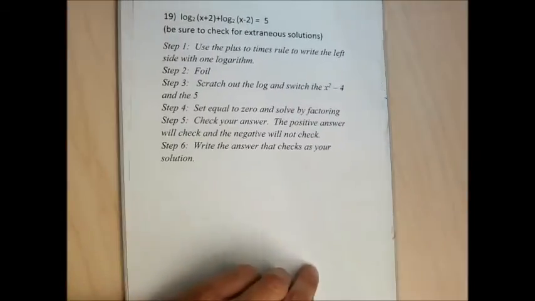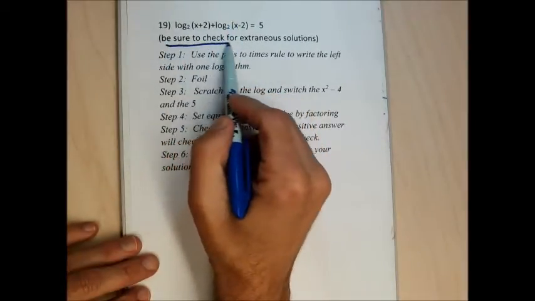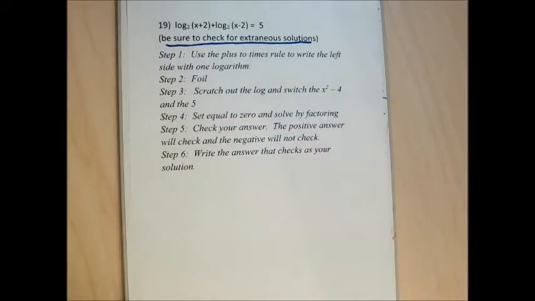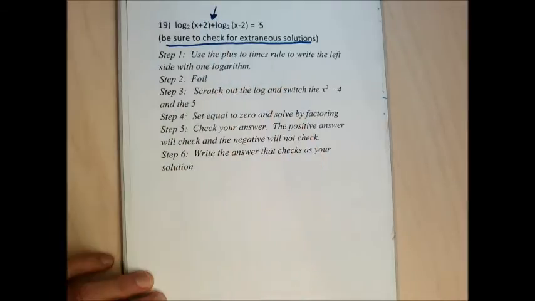Problem 19, I gave myself a hint to say be sure to check for extraneous solutions. This is the one problem on the test where you can do perfect algebra and get a solution that doesn't actually work in the original problem. So let me go through this and see what happens. The reason is this ugly plus between the logarithms. It's going to cause me to factor. It's going to cause me to have two solutions. And a lot of times these logarithmic problems only have one solution, even if the algebra produces two.